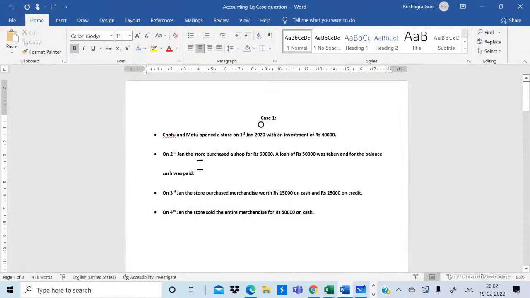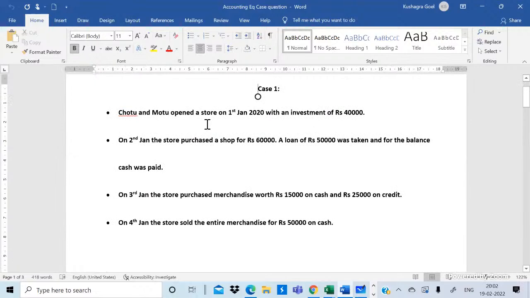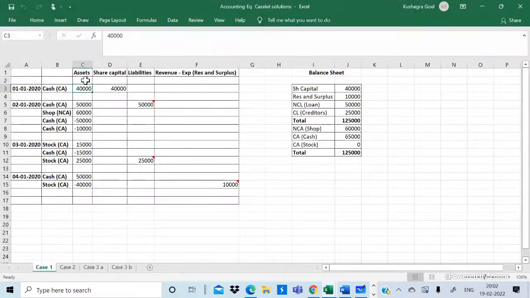So let's go back to the first transaction which happened on 1st of Jan. So the transaction which happened on 1st of Jan is that these two friends invested money in a company. And how much did they invest? They invested 40,000. Okay. So I'm making this from the company's point of view. What is happening in the company? The company is getting money. So somebody is buying the shares of the company. So company is issuing shares, and in turn, company is getting money.